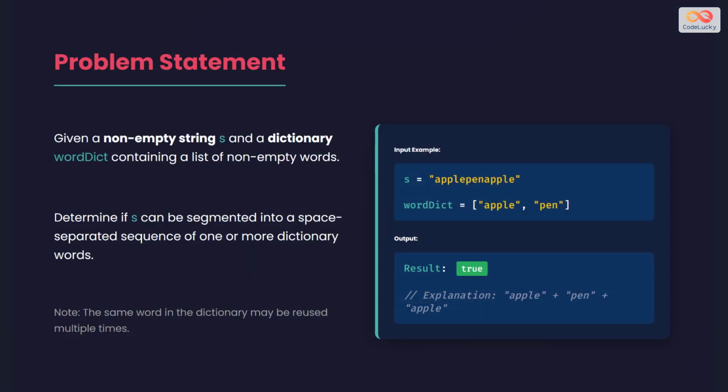Here is the challenge. You are given a non-empty string and a dictionary of words. You need to figure out if the string can be split up into a sequence of one or more words from that dictionary. Importantly, you can use the same dictionary word as many times as you like. For example, if our string is applepenapple and our dictionary has apple and pen, the answer is true.